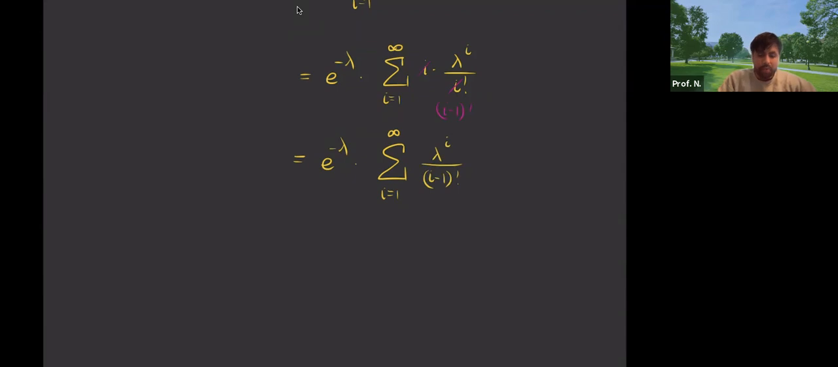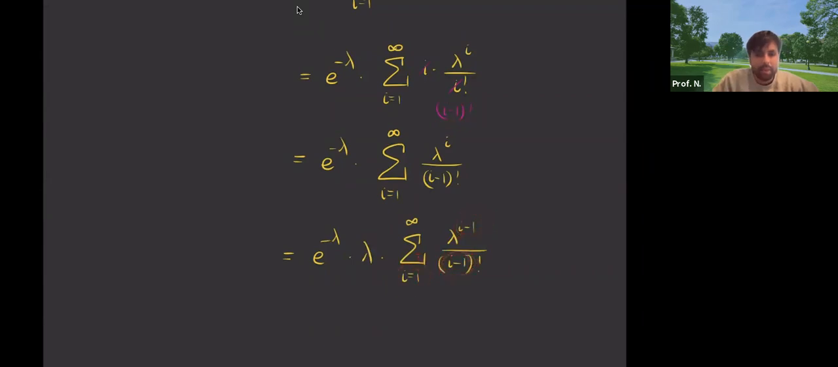But then what we're going to do here is some little algebra manipulation. I'm going to factor one of the lambdas out from the numerator. Why am I going to do that? Because look what I have now. I've got lambda to the i minus 1 power over i minus 1 factorial, and i goes from 1 to infinity.